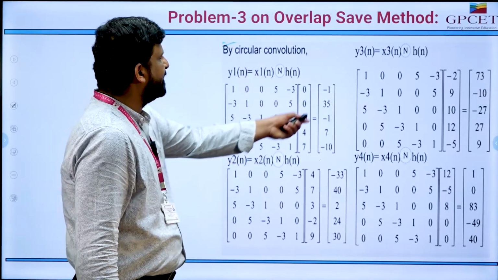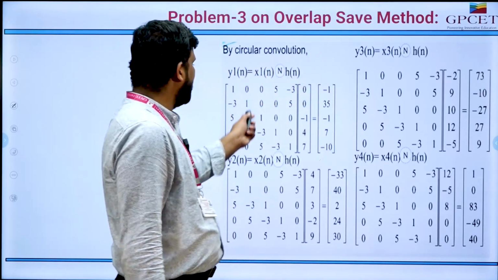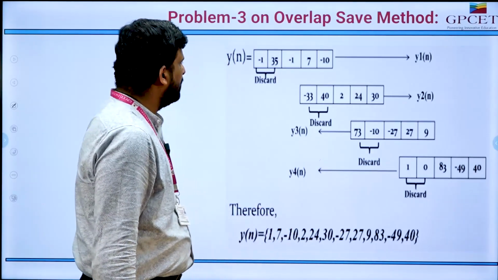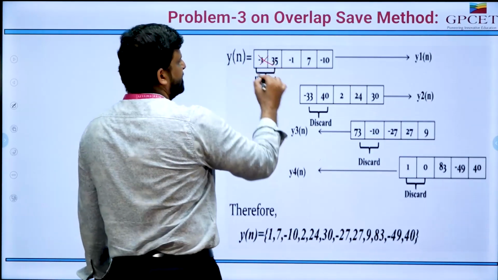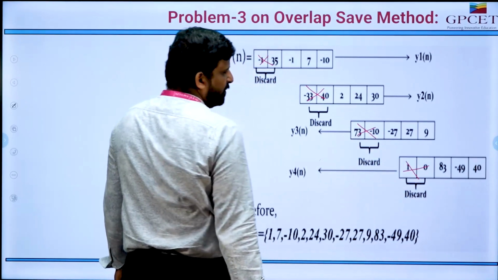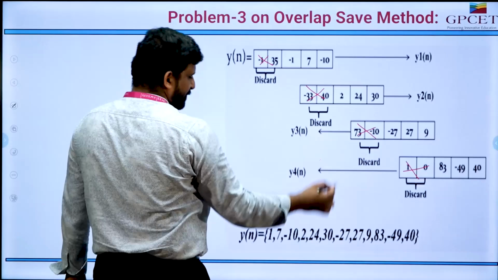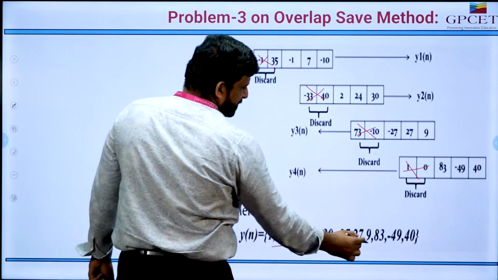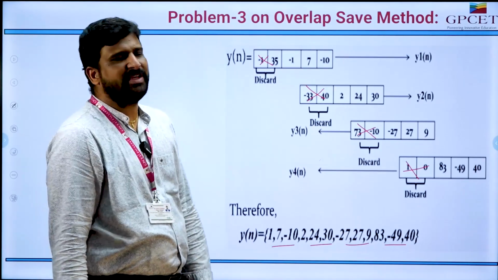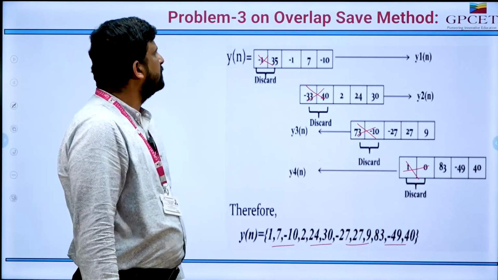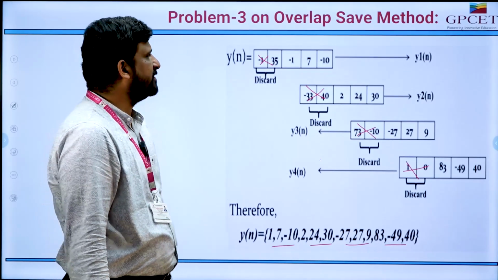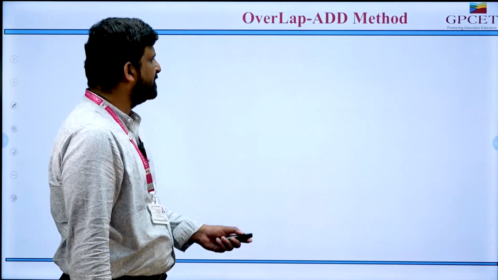So with the help of matrix representation, we found all the y1 of n, y2 of n, y3 of n and y4 of n. And after getting all of them, we need to discard m-1 samples, and we know the value of m-1 means 3 minus 1, so 2 samples are discarded and the remaining samples are written here. Okay, so these are some different types of examples which we can solve to reduce the sample length of the sequence x of n by using the overlap save method.